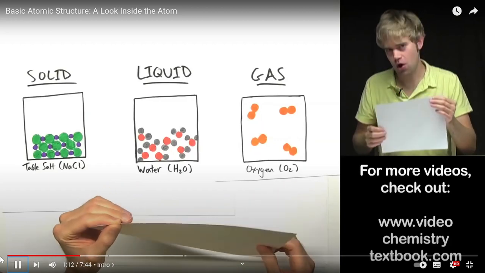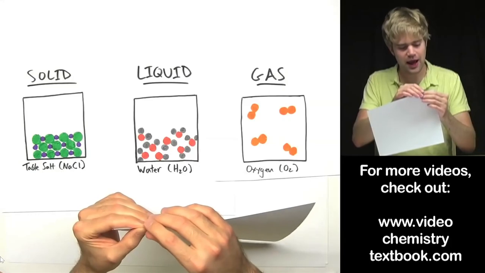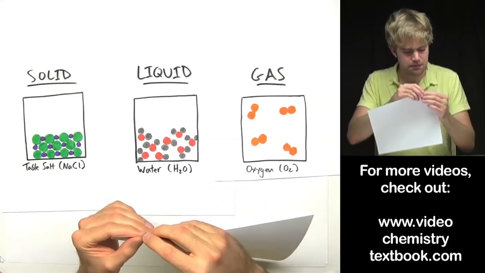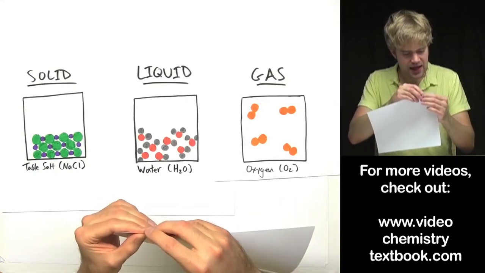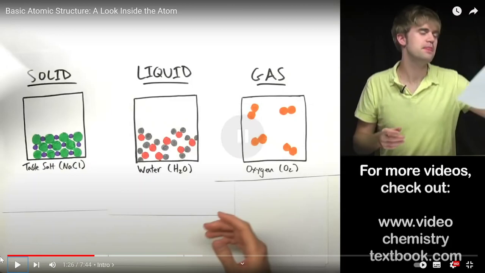Atoms are so small that it would take 1 million atoms lined up next to each other in a row to be as thick as this tiny width of paper. So, if you stacked up atoms one on top of the other, how many would it take to be as thick as a single sheet of paper? 1 million.